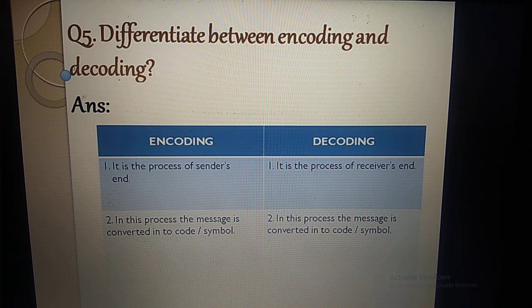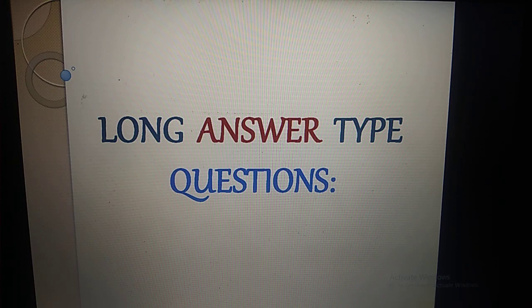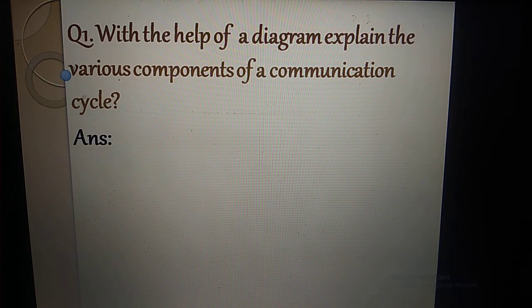So you just write 2 points in encoding, 2 points in decoding, because these are short type questions. Okay, so no need to define very much. You just write the 2 points in both encoding and decoding. Okay, the next, long answer type questions. So first question is what? With the help of diagram explain the various components of communication cycle. So you just make the diagram which you made in the short answer type.